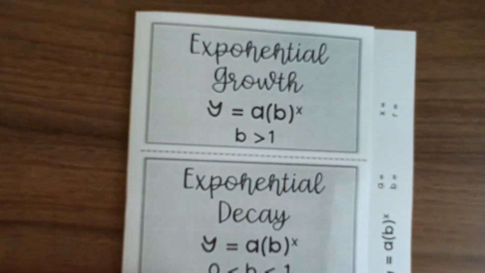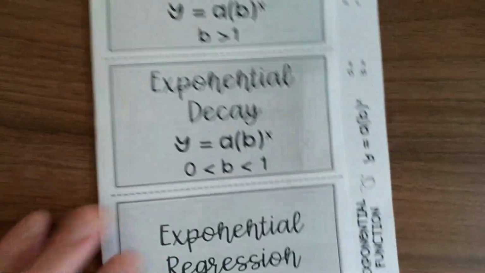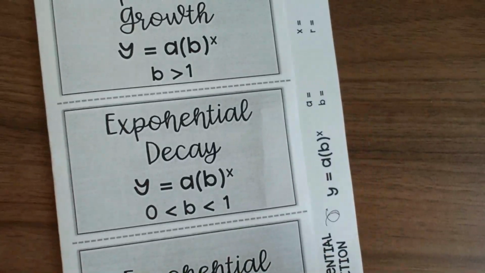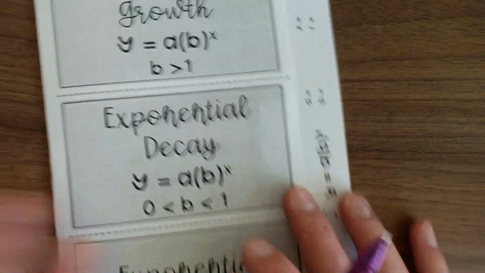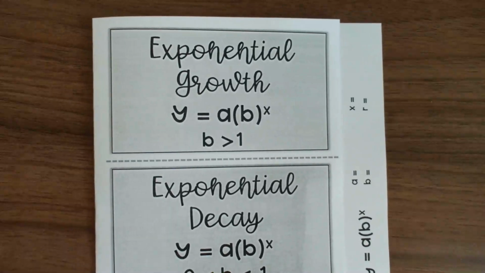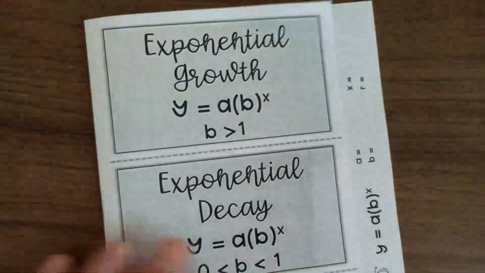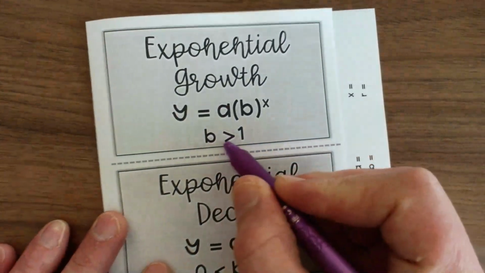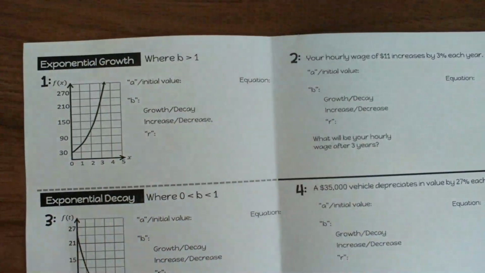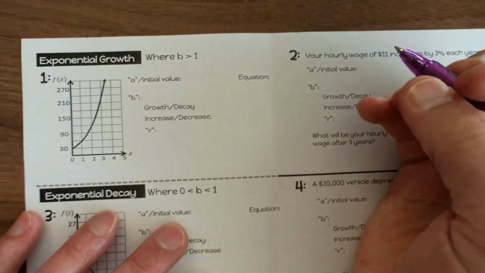All right, so today we're taking notes on exponential growth, exponential decay, and exponential regression. So the first thing we're going to look at is exponential growth. Remember, for exponential growth, our b value is greater than 1. So exponential growth happens when our b value is greater than 1.